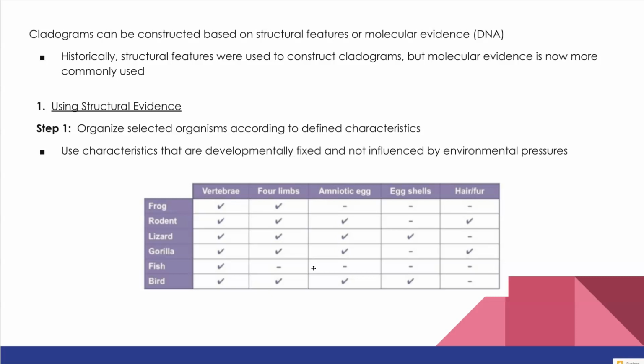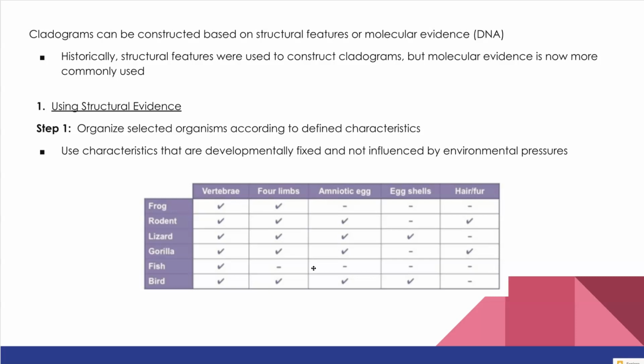So we're going to organize the selected organisms according to defined characteristics. You want to use characteristics that are developmentally fixed, something that they're born with, not something that potentially was influenced by environmental pressures. So environmental pressures are different things like not being able to have enough resources, a change in temperature, drop in temperature, things of that nature.